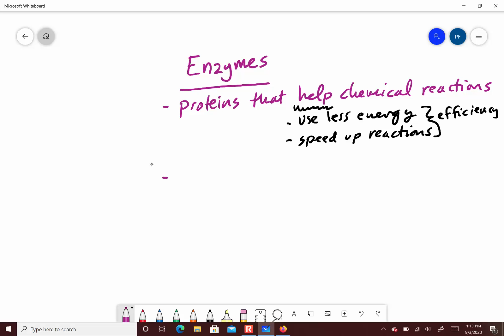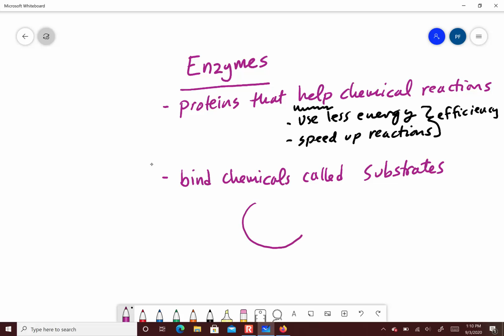All right, and then I want to tell you just a couple basic things about enzyme structure and one or two things about how they're working. Right, so enzymes will bind chemicals called substrates. And that binding happens at a specific part of the enzyme that's going to have a specific shape. So it kind of looks like this.